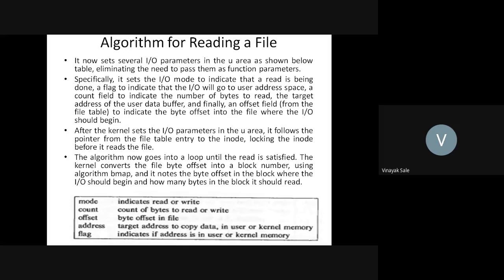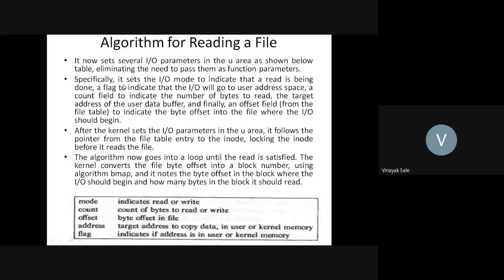It now sets several input output parameters in the user area as shown in the table. See this table. There is the mode, which indicates read mode or write mode or execute mode. Then the count of bytes for reading or writing. Then the offset, the byte offset in a file. The address is the target address to copy data in user or kernel memory. Then a flag indicates if the address is in user or kernel memory.